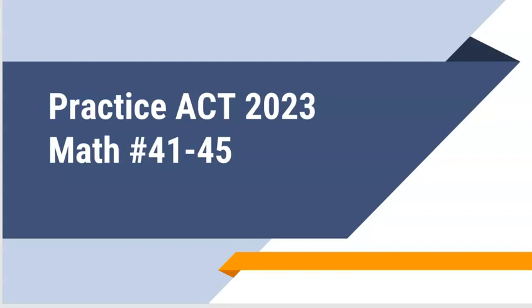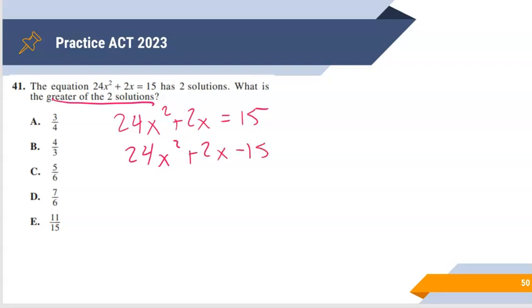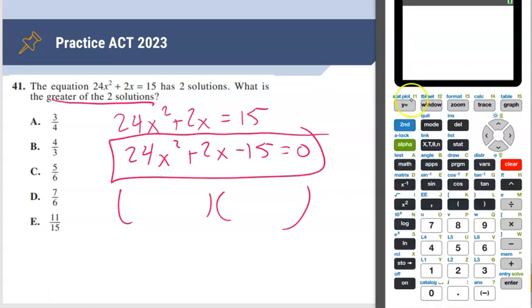Okay, here's the worked out answers, numbers 41 to 45. We're trying to find the greater of the two solutions. If I take my equation and get it equal to 0 first, because it's a quadratic. To solve this, we could try factoring, which could take a while. These numbers are pretty big. Or we could actually graph it, which would work every single time.